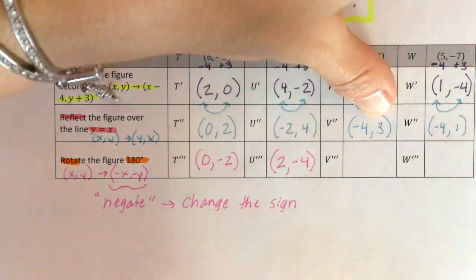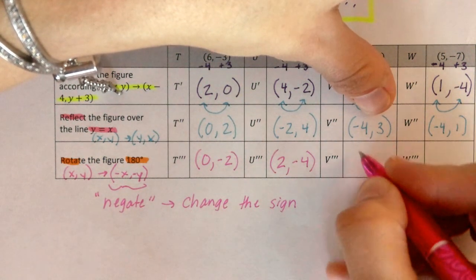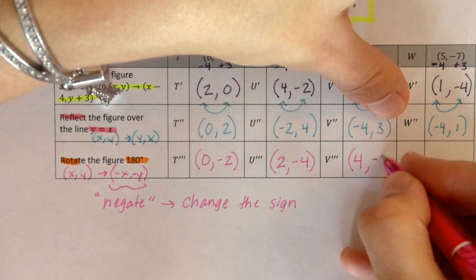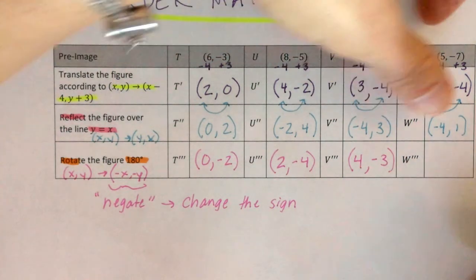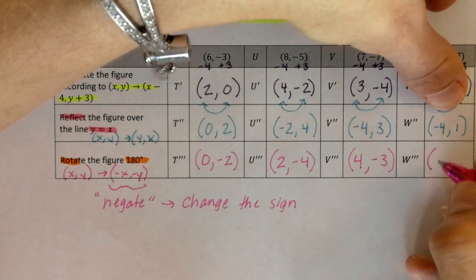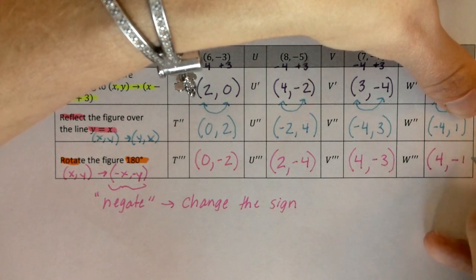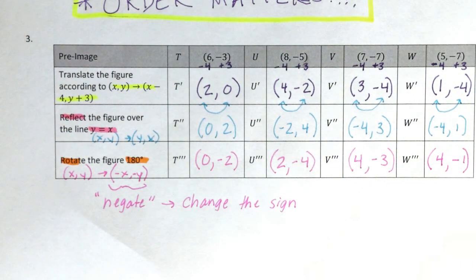V triple prime, I think I was saying double prime, sorry. V triple prime, my negative 4 turns to a positive 4. My positive 3 turns to a negative 3. Then W triple prime, my negative 4 turns to a positive 4. Positive 1 turns to a negative 1. And the end.